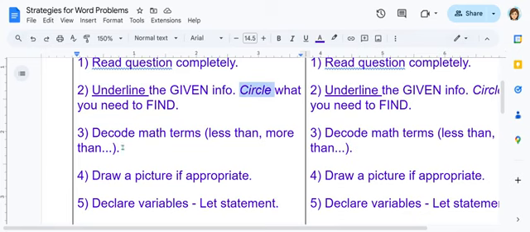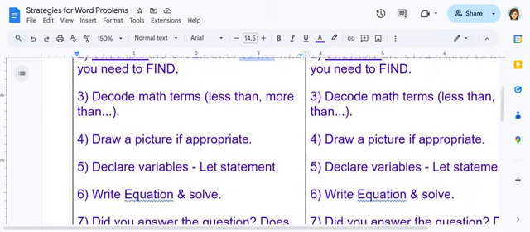Step 3 is to decode the math term. So, like actually being like, oh, it says product. What does that mean? Oh, it says consecutive odd integer. What does that mean? Oh, it says hypotenuse squared. What does that mean? Okay. Draw a picture if appropriate. So if there's a shape or a path or whatever, I'm drawing a picture to help me understand what's happening.